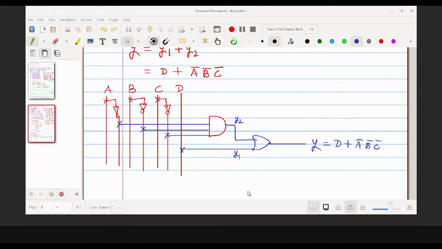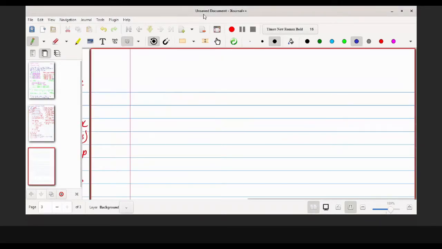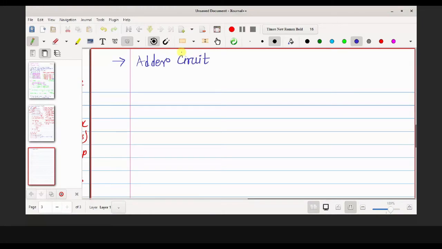Now is there any more? Let me go through the chat box first. There are no more questions, so I'll be jumping to the next example. We will have another example where we will be looking at the three variable case. That is a nice example called the adder circuit. Directly now I'll be starting with the circuits, and parallelly we will be developing our practice of doing the K-maps also.